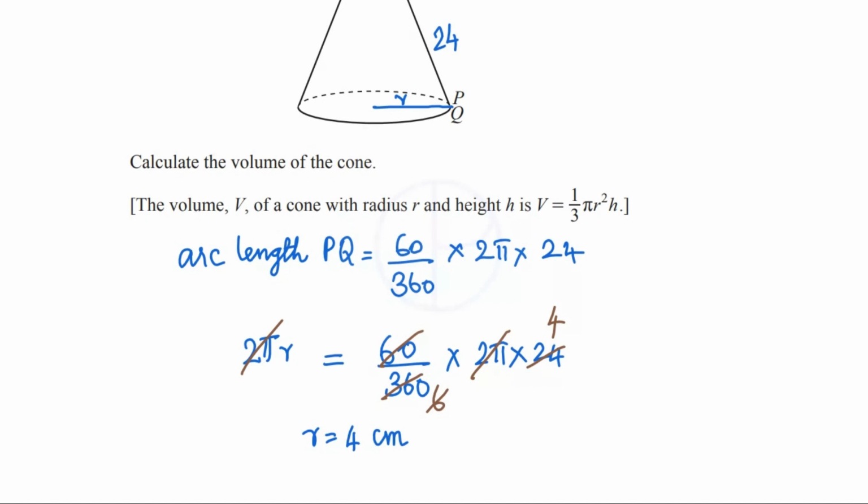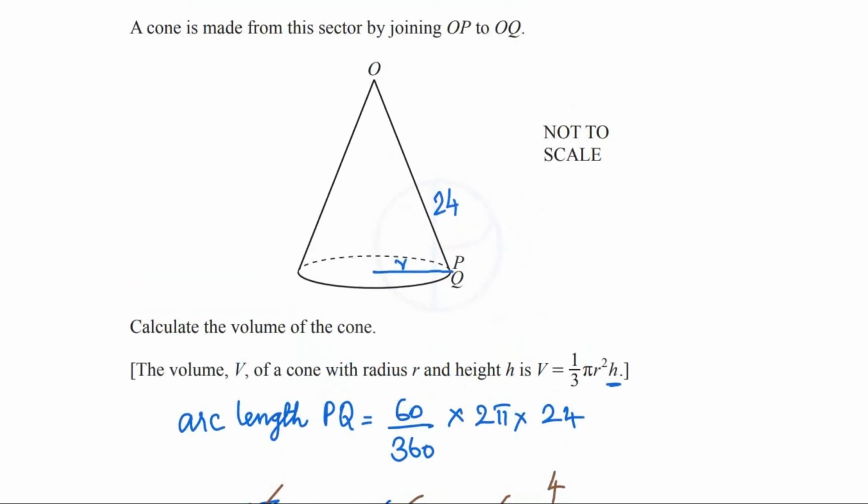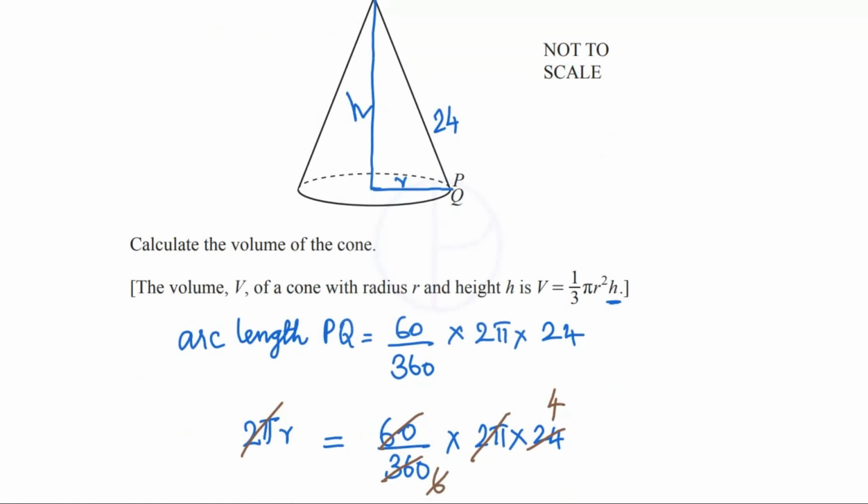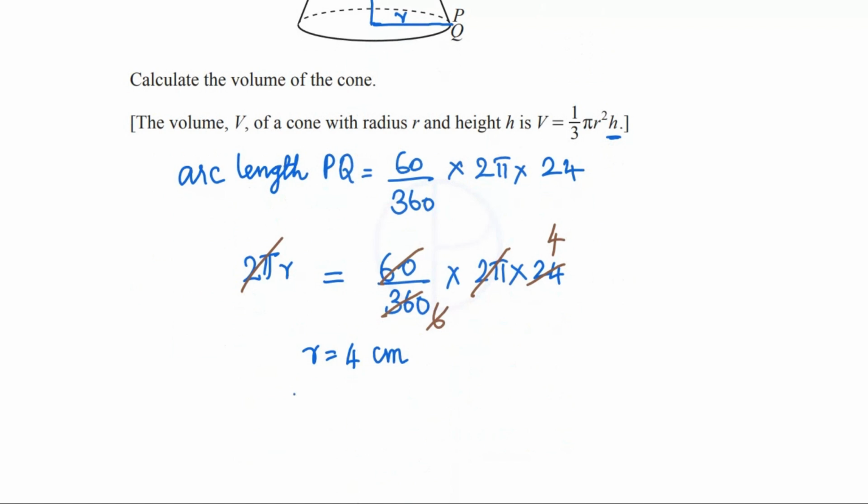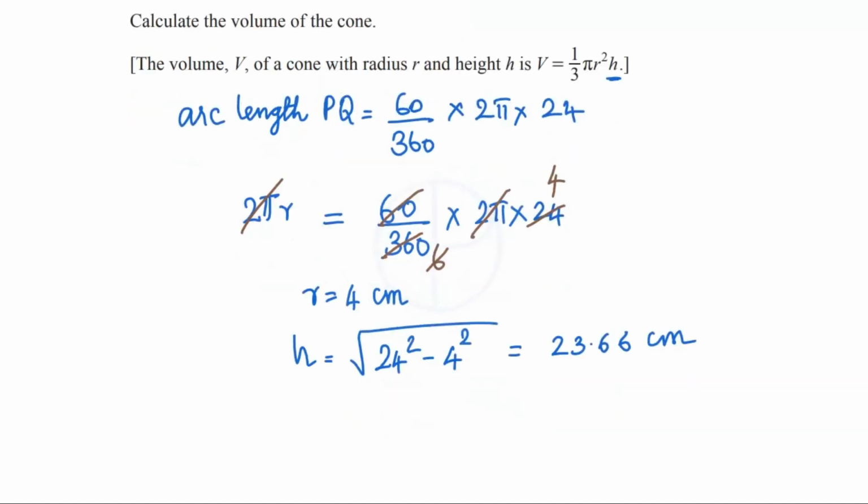Next, we need to calculate the volume of the cone. To find the volume of the cone, we need to calculate the h. So this is the h of the cone, height of the cone. Now we know r and we know the slanting length is 24. Using that and Pythagoras theorem, we can calculate the h value as h is equal to square root of 24 square minus 4 square, which is equal to 23.66 centimeter.